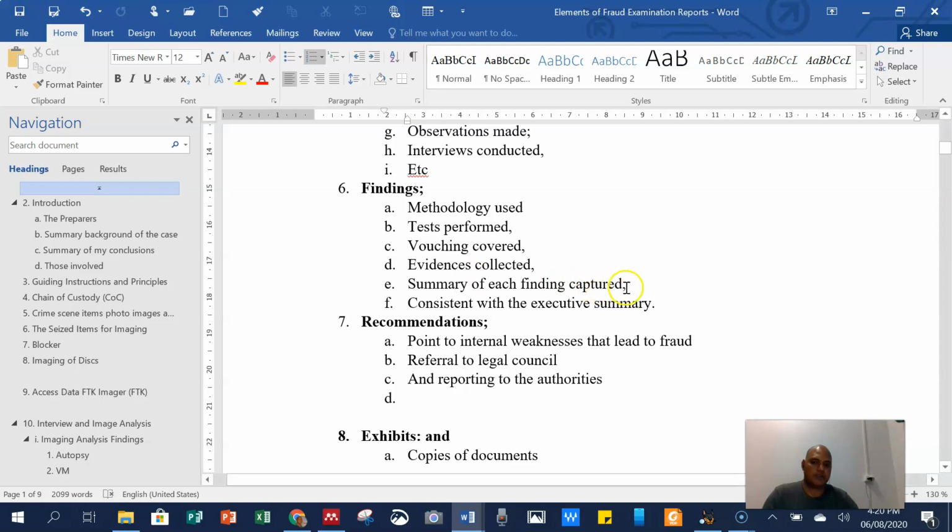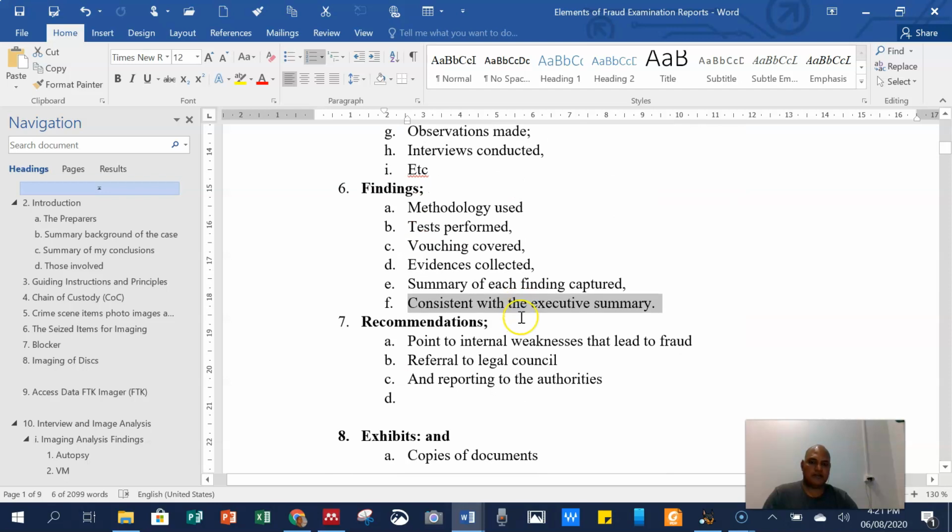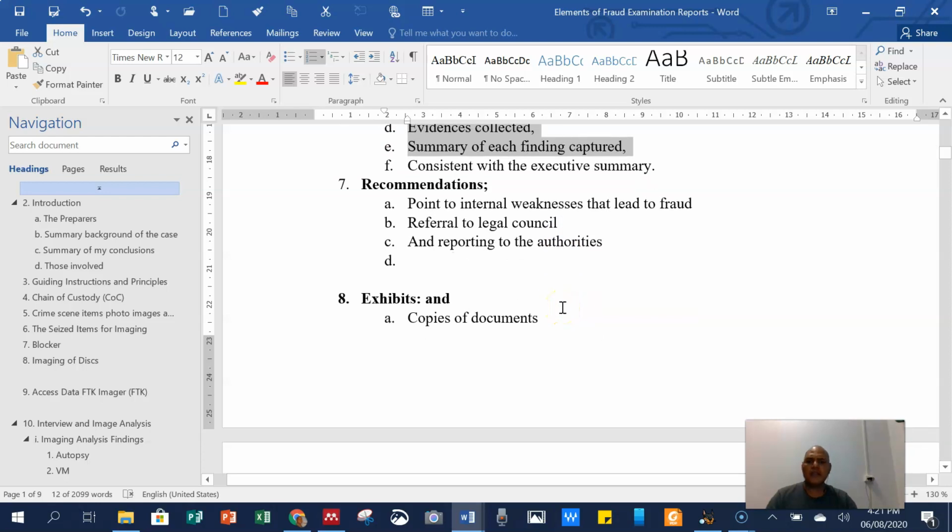And also this whole summary here, especially the vouching evidence and summary of each finding, should at least be captured in a summary down here. And this is also detailed in the executive summary. So this executive summary has to be tied also to the C, D, and E, the vouching, evidences and the summary involved. And also, you can put in recommendations.